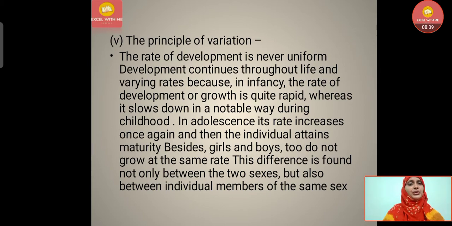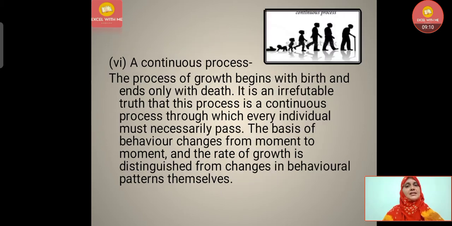Development continues throughout life at varying rates, because in infancy the rate of development or growth is quite rapid, whereas it slows down in a notable way during childhood. In adolescence, its rate increases once again and then the individual attains maturity. Besides, girls and boys too do not grow at the same rate. This difference is found not only between the two sexes but also between individual members of the same sex.